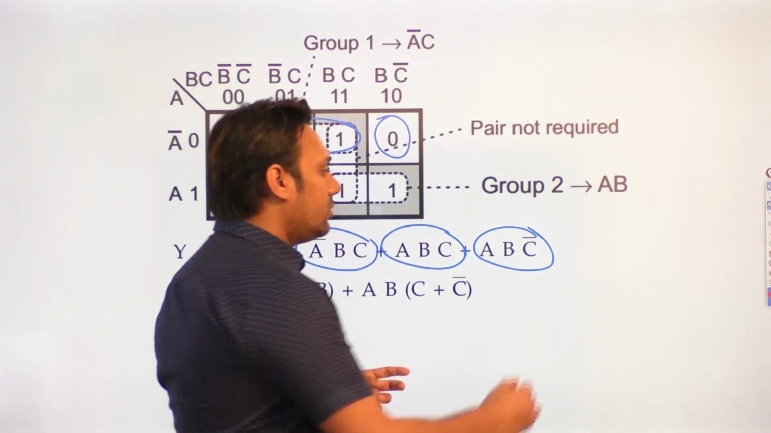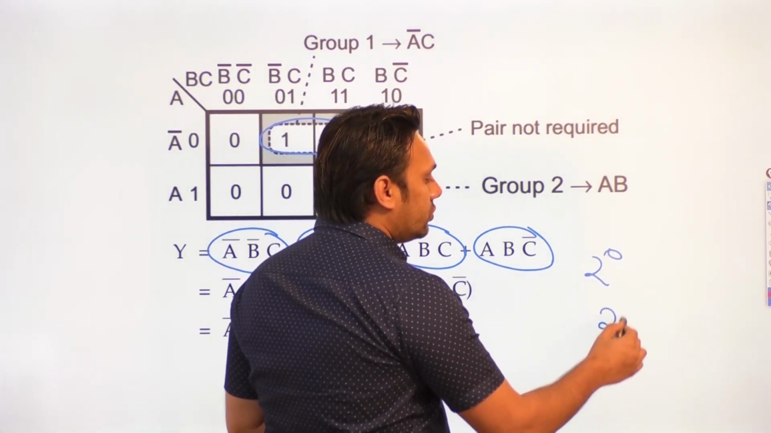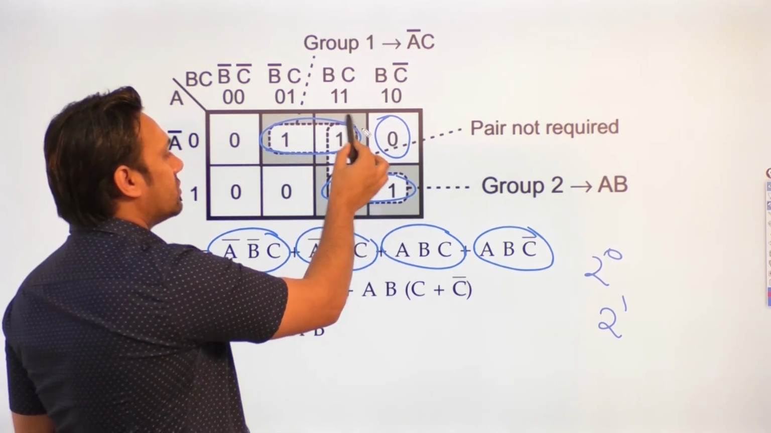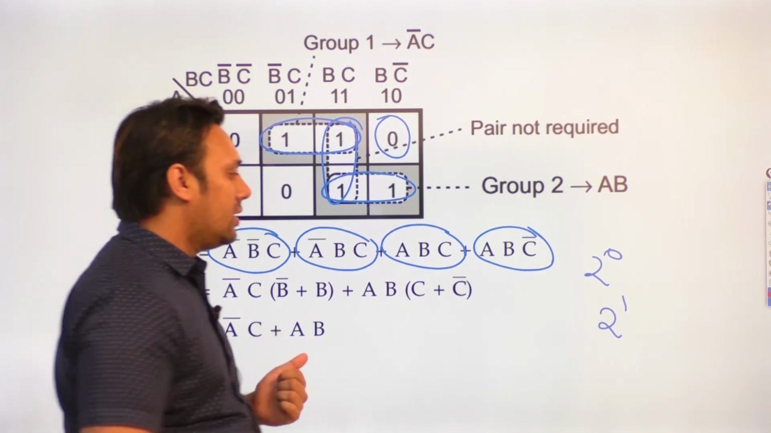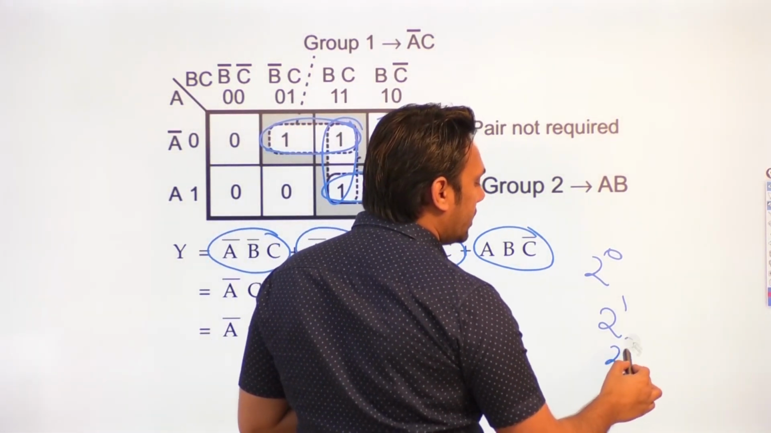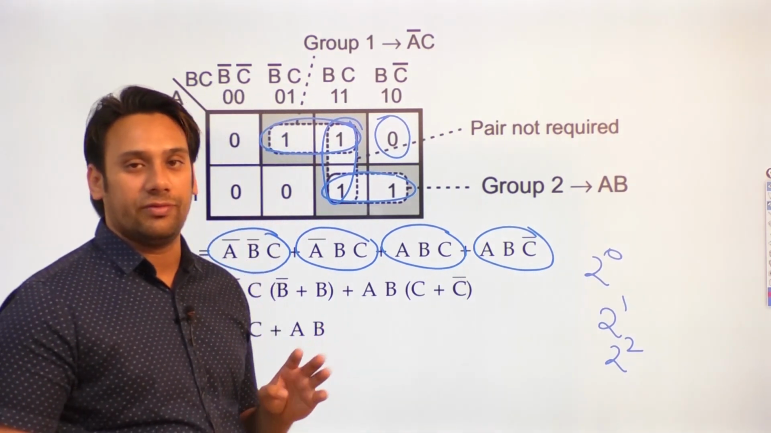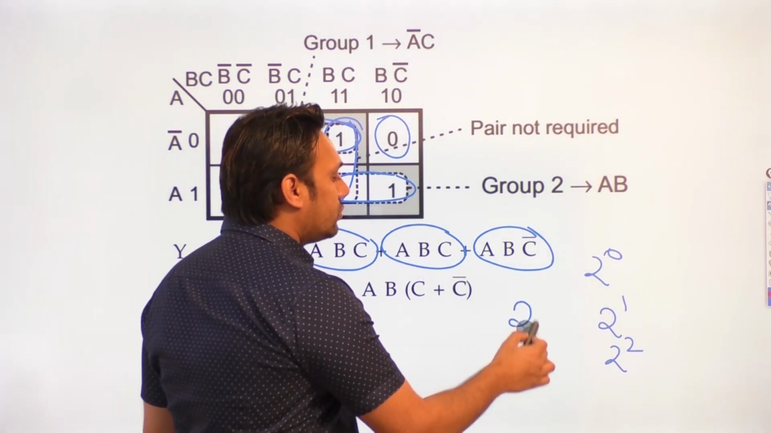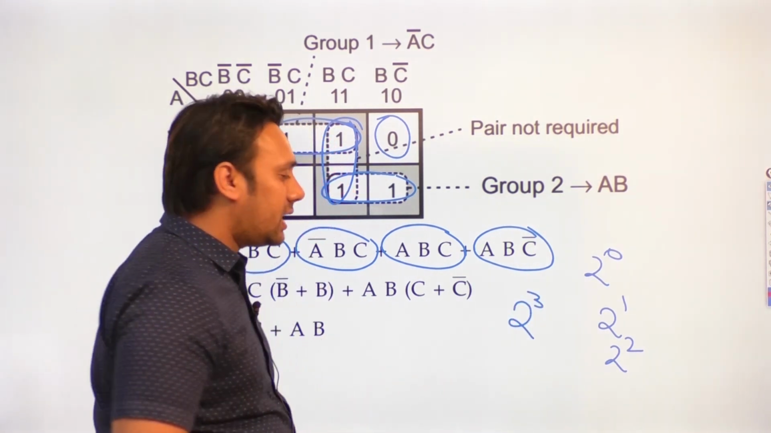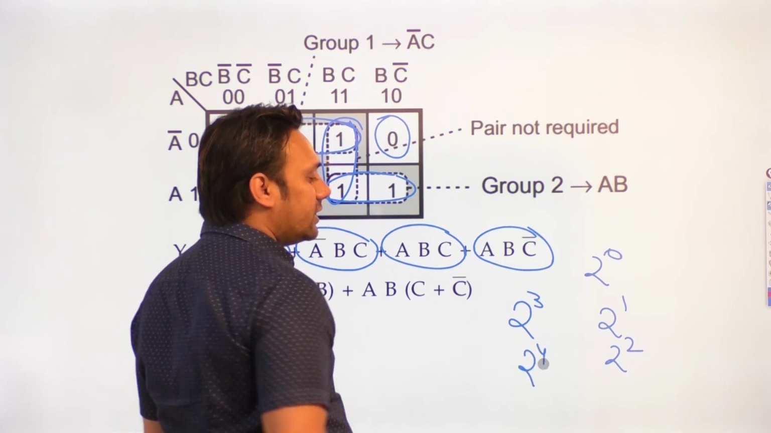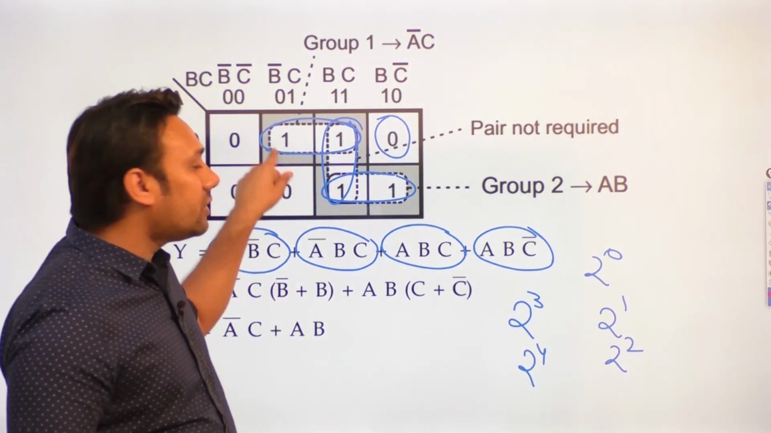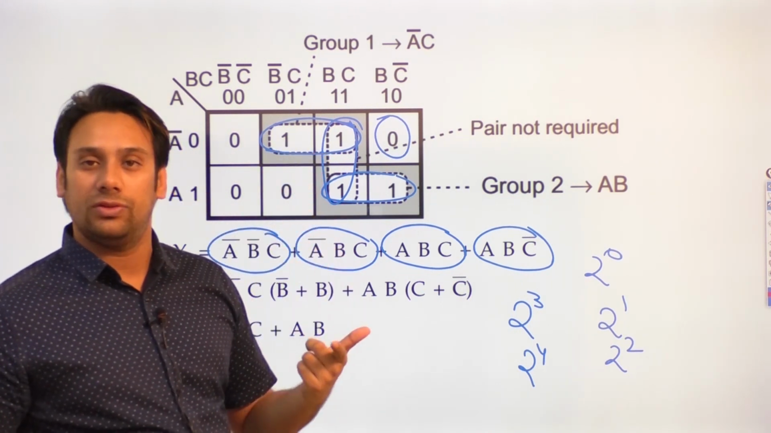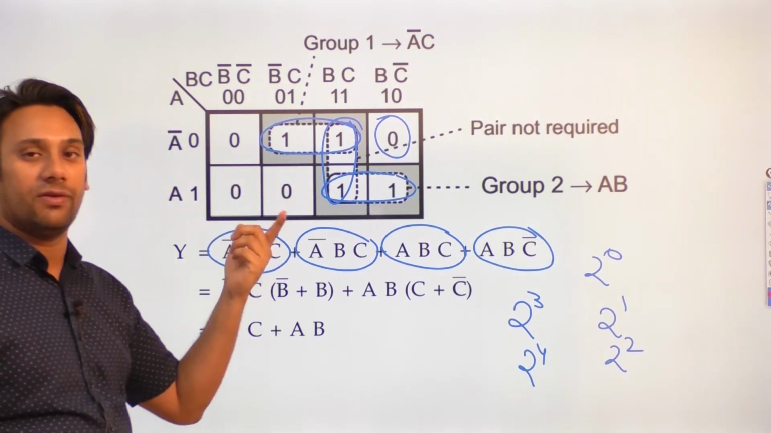We can have a subcube of size 2, that is 2 raised to power 1. So here you can see this is representing a subcube of size 2, this is representing a subcube of size 2, and this is representing a subcube of size 2. We can also have a subcube of size 2 raised to power 2, that means 4 cells. We cannot combine 3 cells in a K-map; we can combine 4 cells. We can have a subcube of size 2 raised to power 3, that is 8 cells, and a subcube of size 2 raised to power 4, that is 16 cells. So whenever you combine these variables, the size of each of these subcubes will be a power of 2.